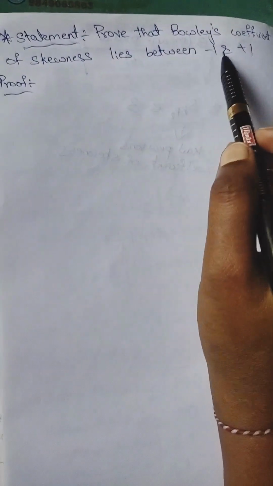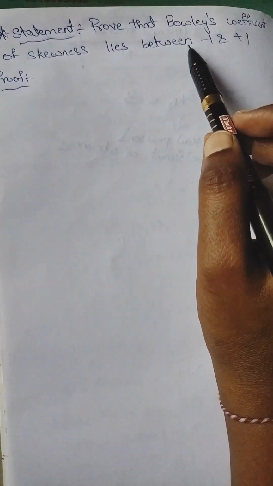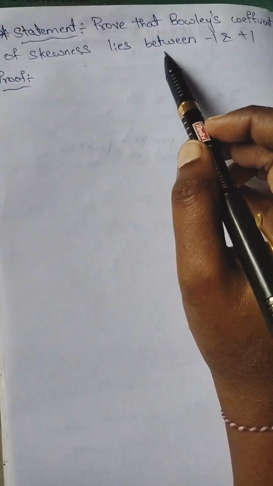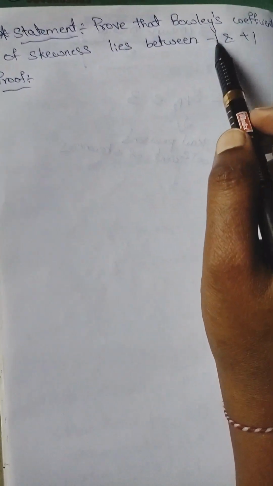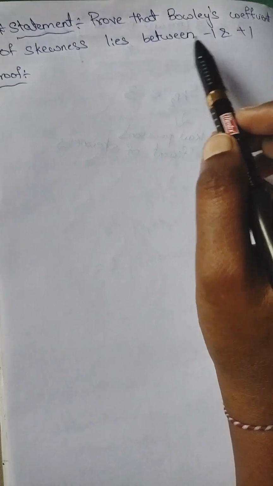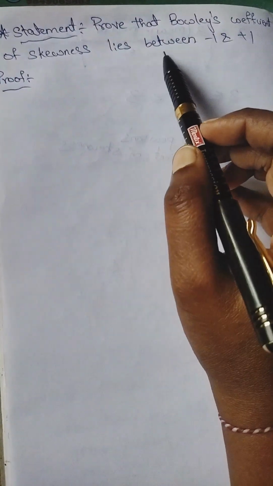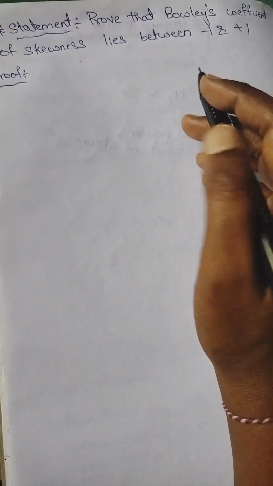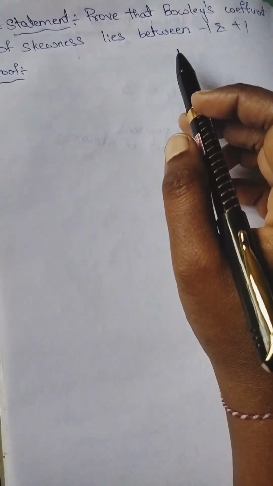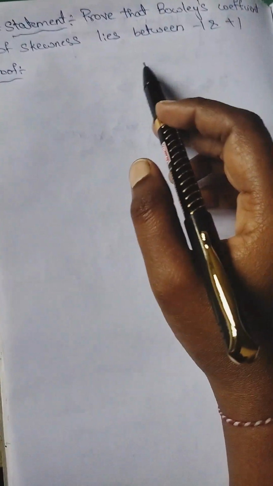So second statement, prove that Bowley's quotient of skewness lies between minus 1 and plus 1. Previously we did that Karl Pearson quotient of skewness lies between minus 3 and plus 3. Karl Pearson quotient of skewness is a relative measure of skewness. Now Bowley's quotient of skewness is also a relative measure. You can go back to the previous video and check the absolute and relative measures of skewness. So now we are going to the proof.